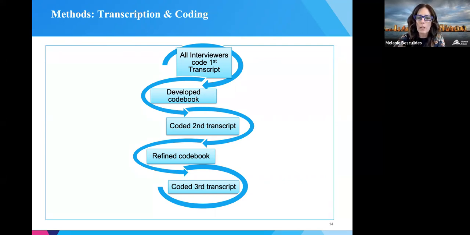So once we had finalized the code book, we went back through all of the other interviews and recoded them so that we were sure that we had consistent coding throughout. These are standard qualitative methods that we use, but just in case people aren't familiar with them, I wanted to describe them a little bit. And then we coded the remaining transcripts. And then we all coded one transcript together again to ensure that we had intercoder reliability.